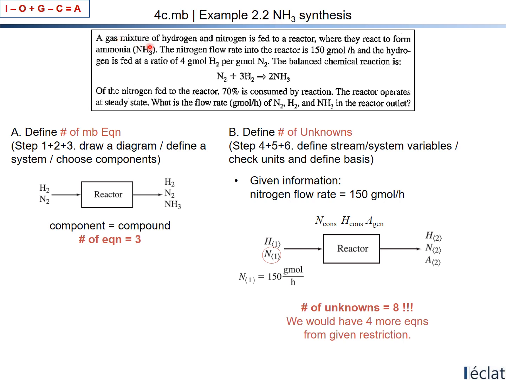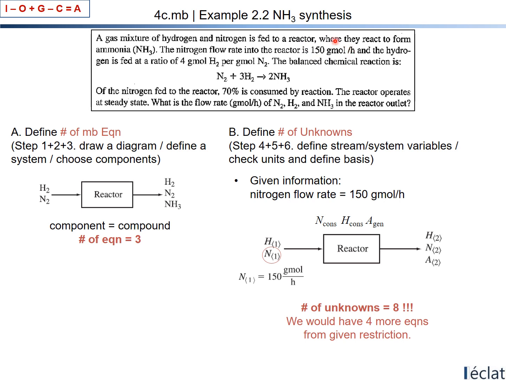A gas mixture of hydrogen and nitrogen, 2 reactants, is fed to a reactor. So this reactor is the system where they react to form ammonia. So ammonia process. The product is ammonia. The nitrogen flow rate into the reactor is 150 gram mole per hour.